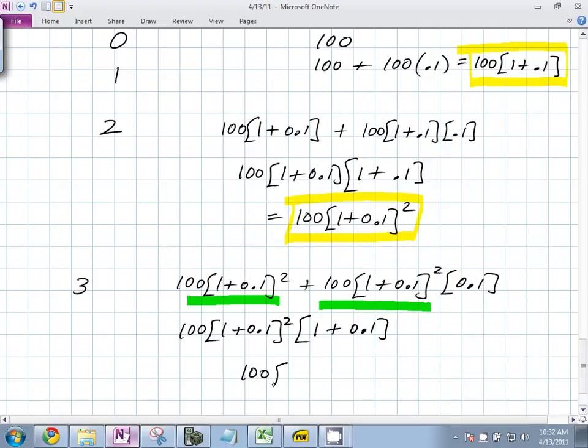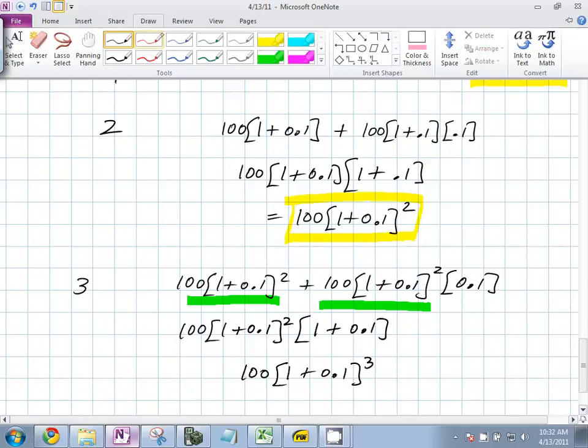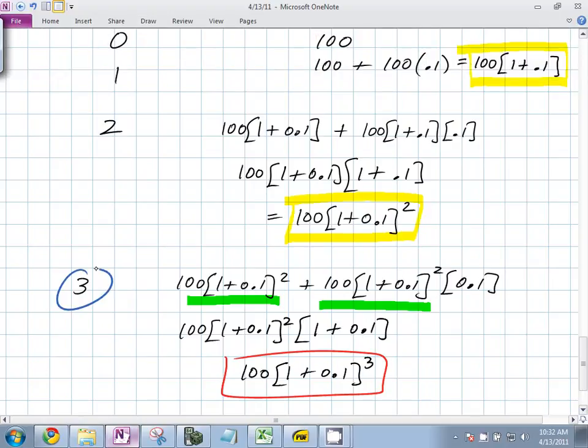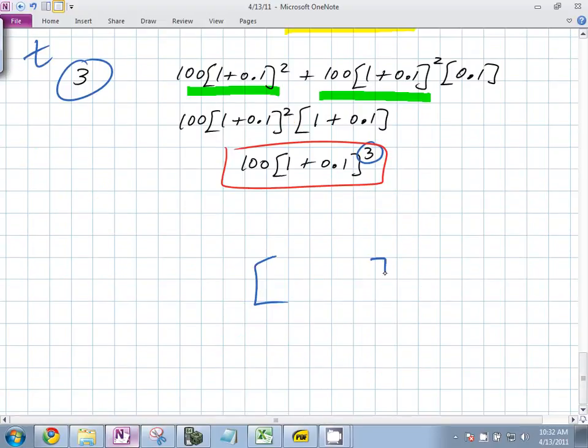So what does that turn into? 100 times 1 plus 0.1 to the what power? Cubed. Are you starting to see a pattern here? So what's the easy thing to see? Well, the 3 goes from there, and there's the 3, right? So if this is n, sorry, no, I'm not using n, T, time. What do we now have? We have it to the t power, where t is in years. Yes, we're using years.